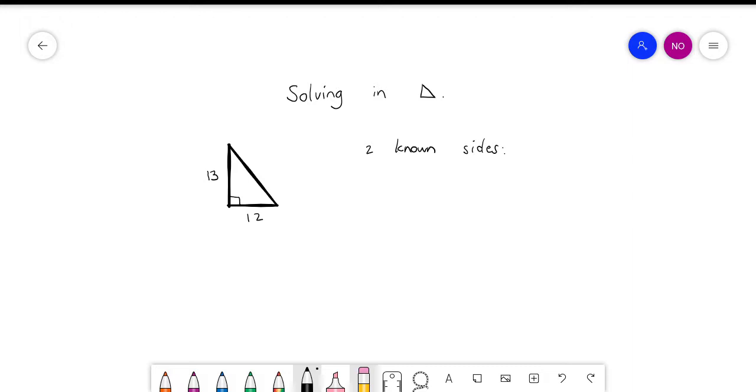Using Pythagoras, né? So dan gaan ons sê, as ons sê hierdie een is x, gaan ons sê x kwadraat is gelyk aan 13 kwadraat plus 12 kwadraat. So x is equal to 17,69.